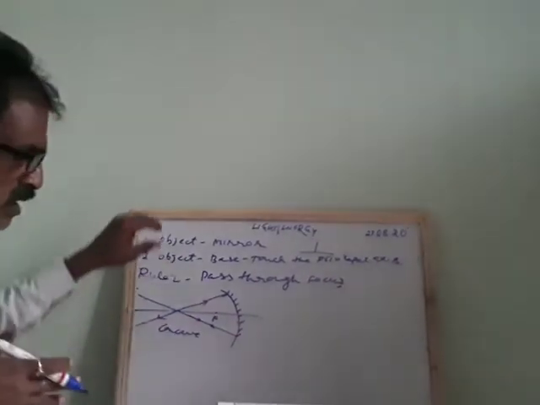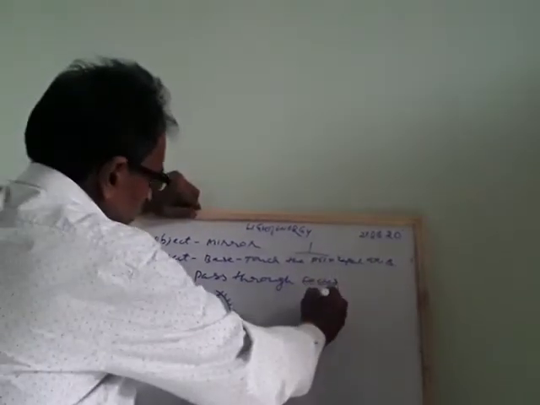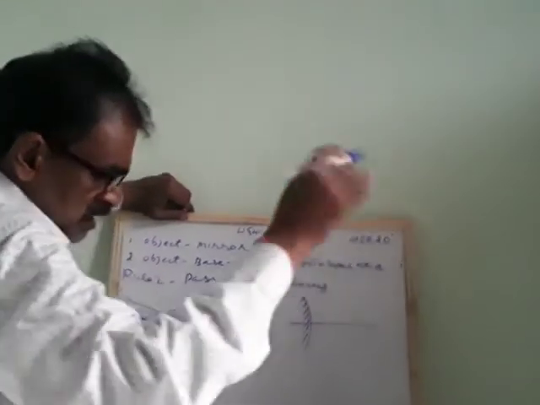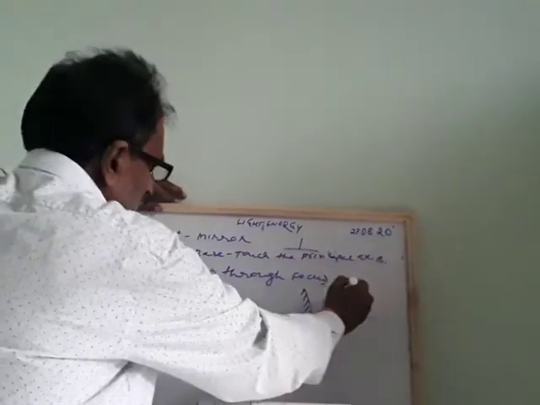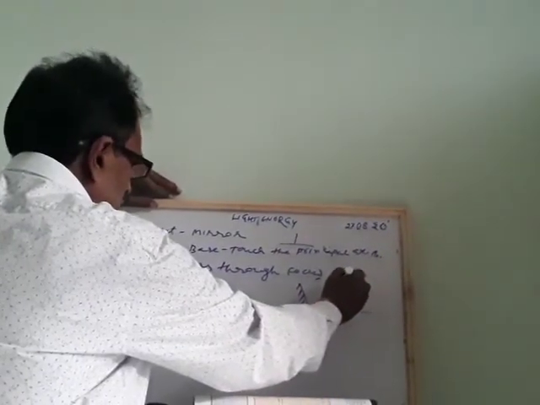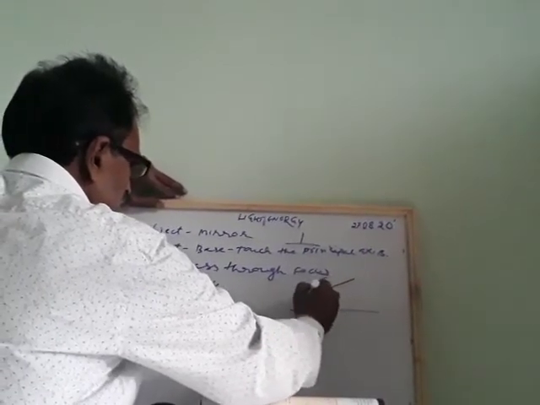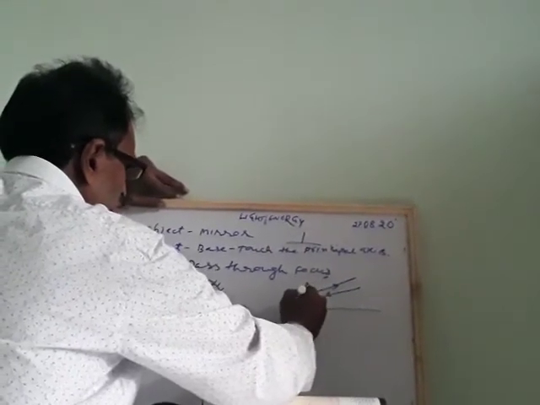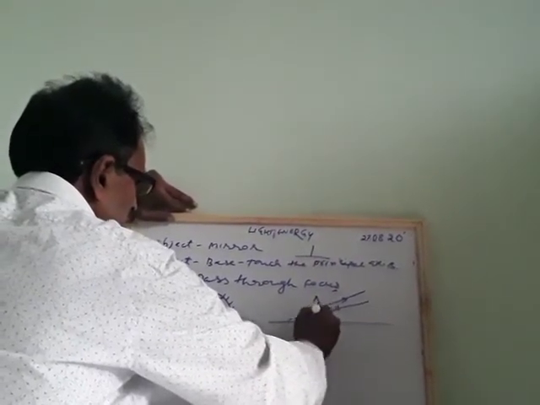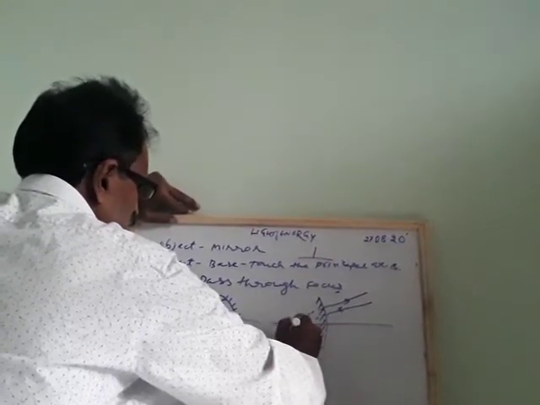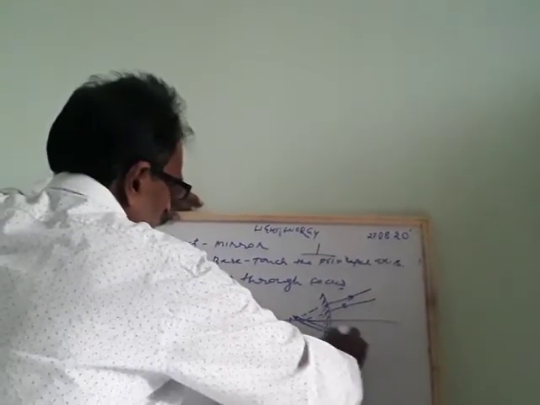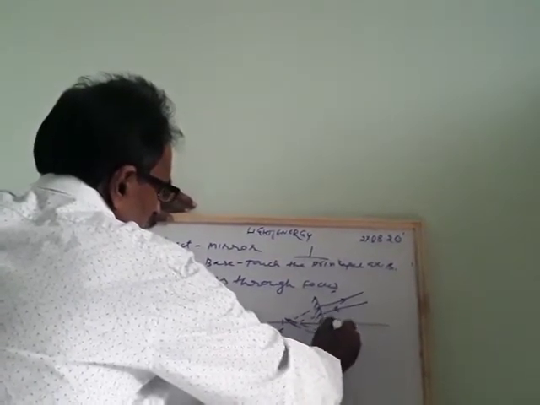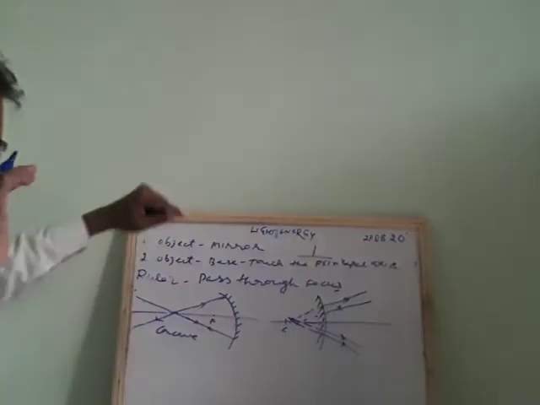In case of convex mirror, what happens? In convex, what happens here? Here also the same case. The ray comes and moves back in the same direction, but they meet at the extended point of C. Here they meet. This is C. So here they meet at the point called C. This is one rule.